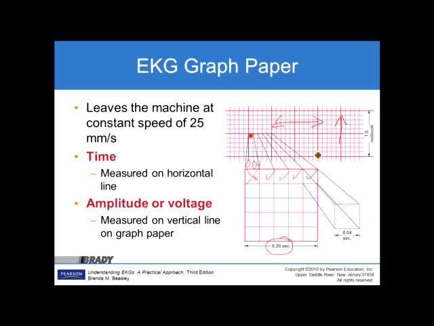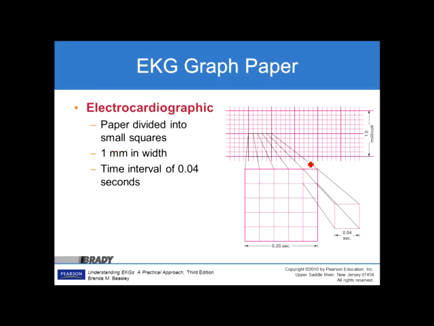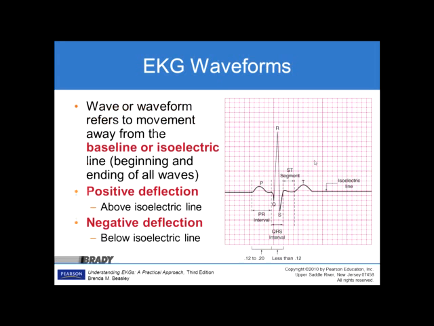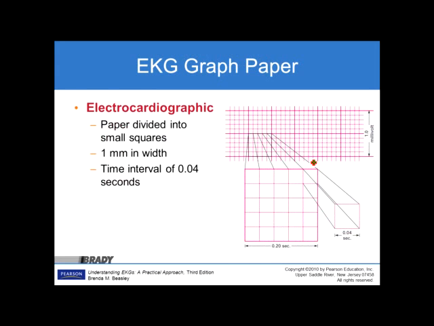As far as amplitude goes, up and down, we just talked about that. Let's go ahead and go through this. We'll talk about amplitude here in just a second. Okay, so the paper is divided into small squares, and these are the smallest squares that are on there, which are worth 0.04 seconds. There's 5 of them in a large box. This area here is a large box.